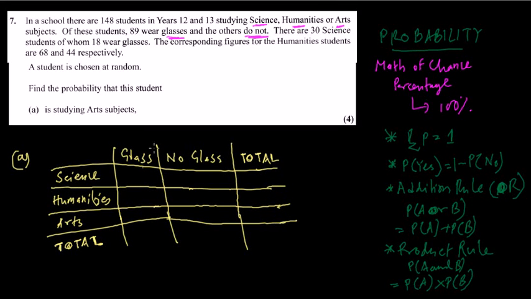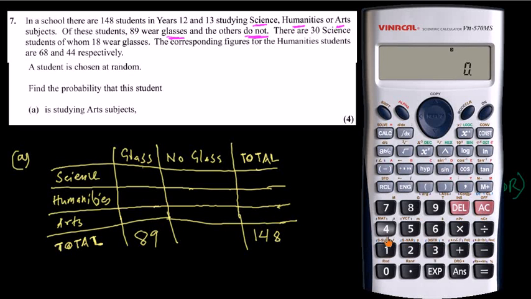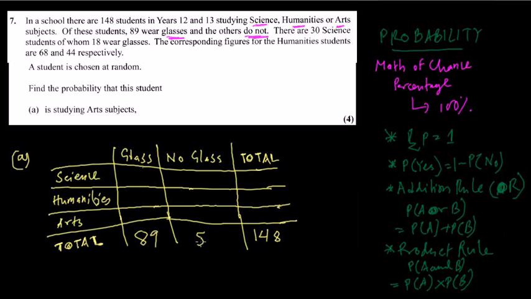Okay. So the first thing is that there are 89 altogether who wear glasses. So if this is glasses, if we add the science, humanities and arts together, it should be 89. And there are altogether 148 students. So if you write a total of 148 students, that means if you have 148 minus 89, that would be 59. So no glasses, a total of 59 students.